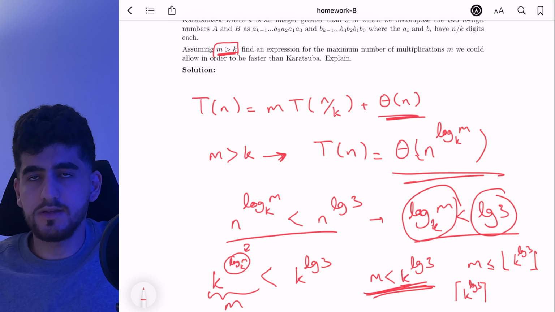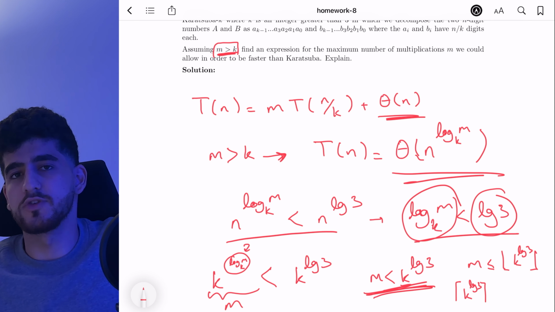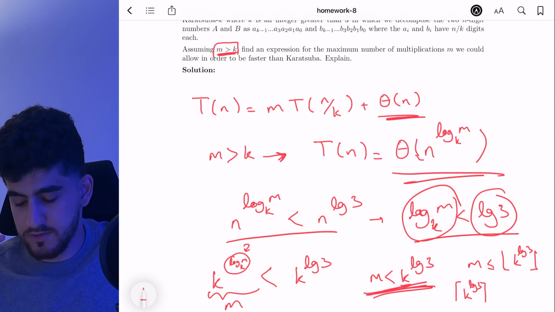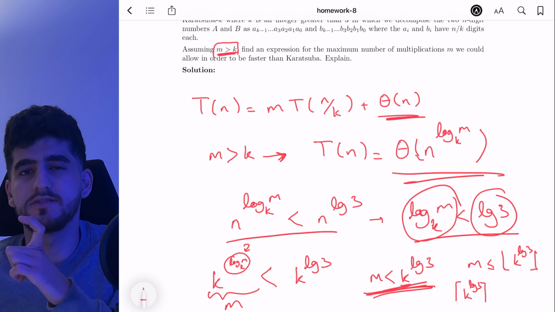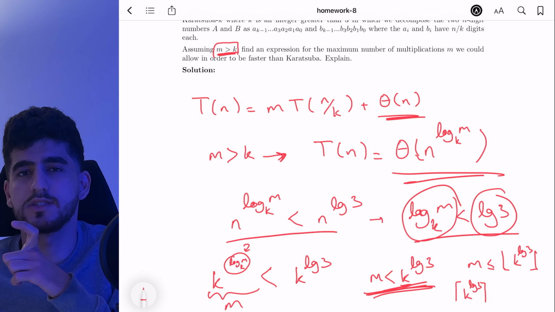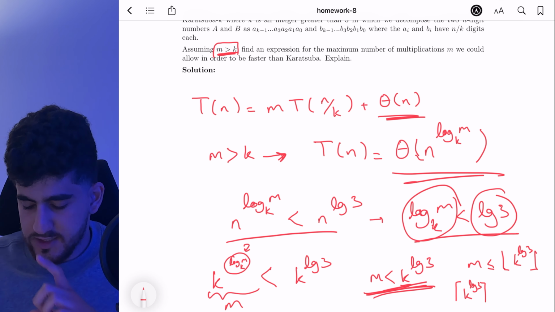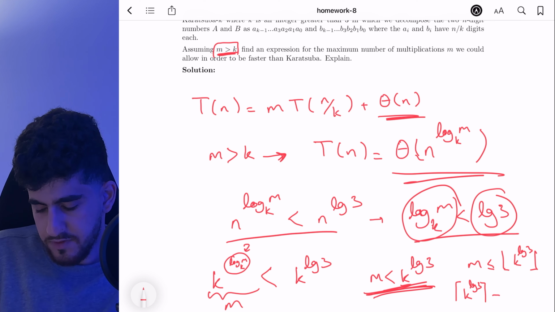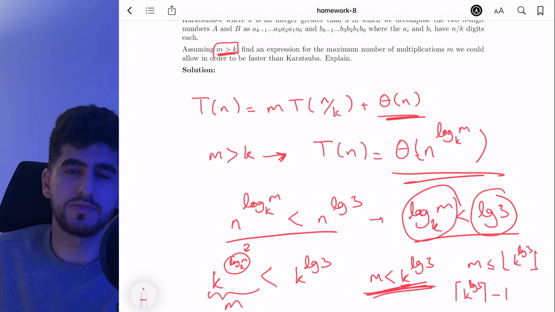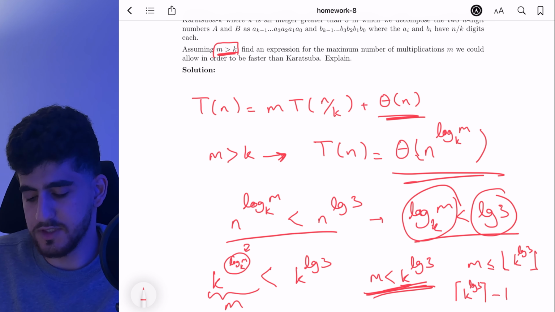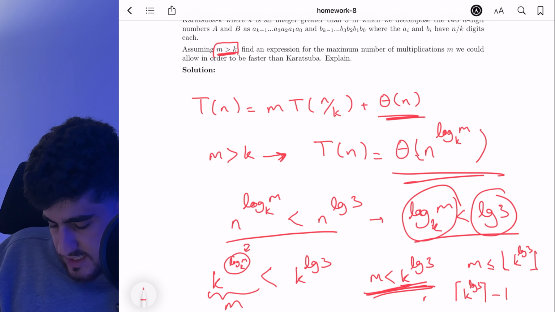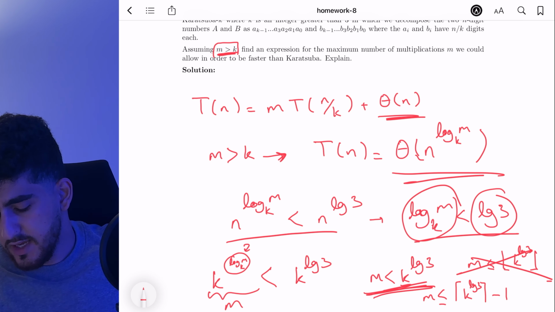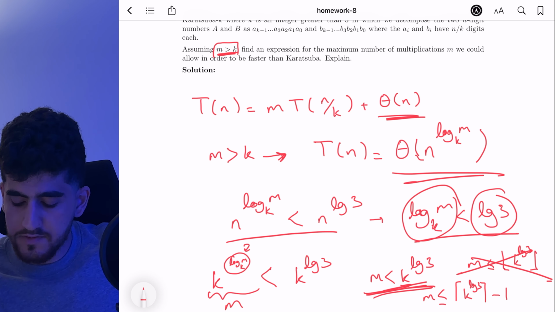What does bad mean? It means that this number is no longer less than this, which means that it is greater than or equal to this. So we should consider the ceiling, the first number greater than or equal to this. This is the first number which is bad. So if you subtract 1 from it, it is the last number that was good, because the previous number was the last one which was good. So m is at most this. This is not floor of k to the power of log of 3. It is the ceiling of k to the power of log of 3 minus 1.